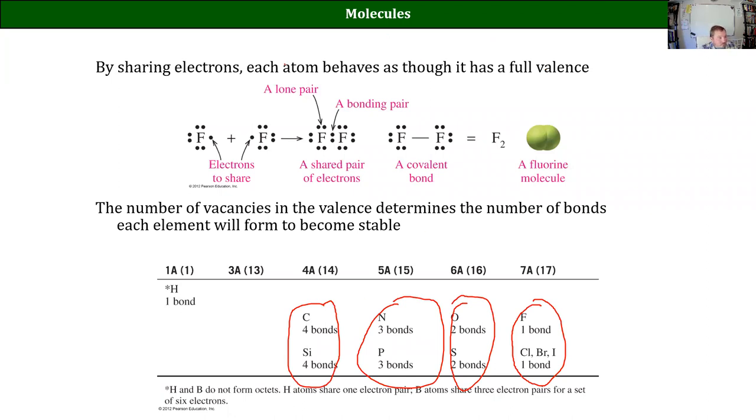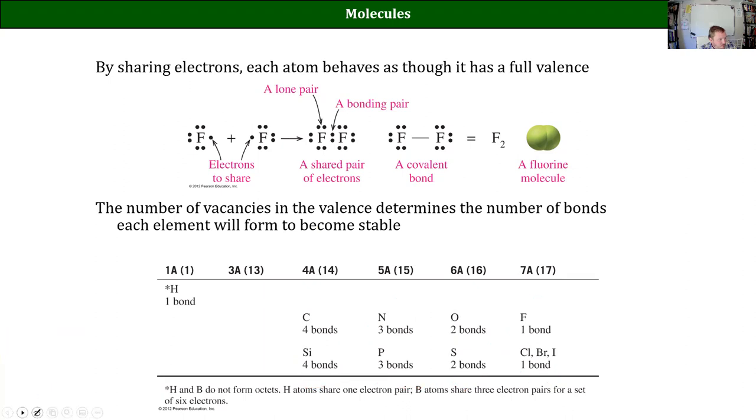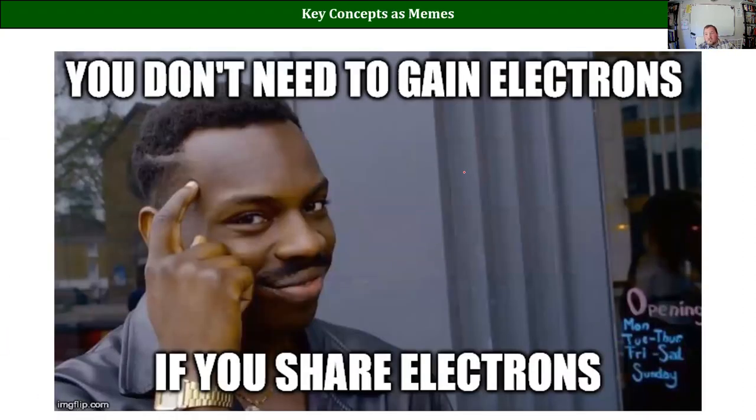All right, so key concepts. Don't need to gain electrons if you share electrons. That's the whole basis of covalent compounds. If you put a bunch of non-metals together, they're going to make a molecule instead of making ions.